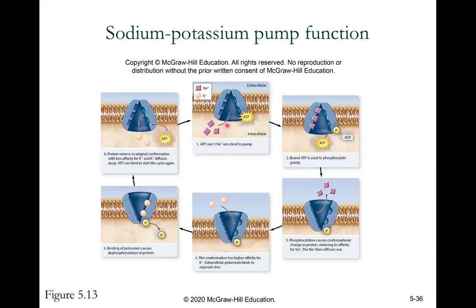Now we're going to continue the cycle where we're moving particles in and out, where bound ATP is used to phosphorylate the pump, shown here. As we move those particles, this conformation has higher affinity for potassium, and extracellular potassium binds to the exposed site. Now, this binding of the potassium causes dephosphorylation of the protein, right? So now we can move to the next aspect of the ATP process and start it all over again, where we start off at the ATP with 3 sodium ions that bind to the pump.